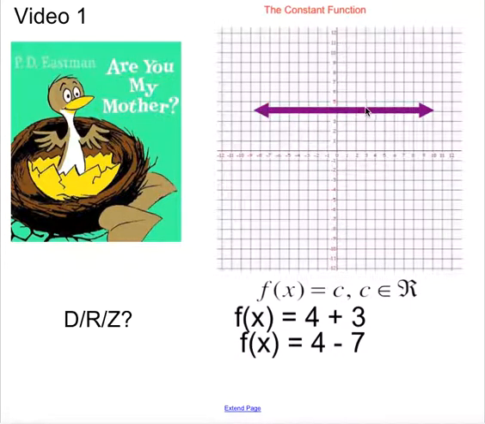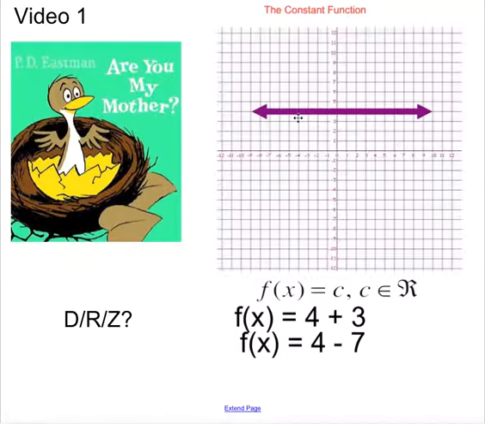So if we have f of x equals 4, and we take that 4 and add 3 to it, the direction that it's going to move is up 3. So up 1, 2, 3. And obviously we know 4 plus 3 is 7. This is f of x equals 7. But it's taking the original 4, and this 3 is shifting it, or translating it, up 3. That is a vertical translation.